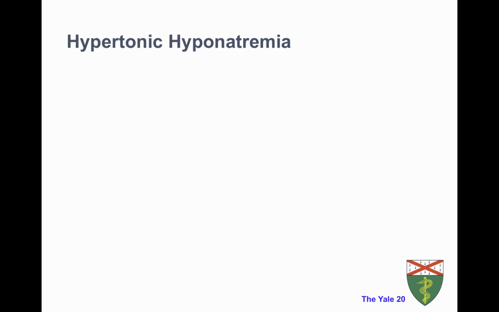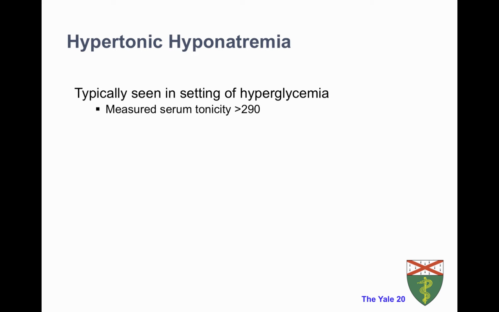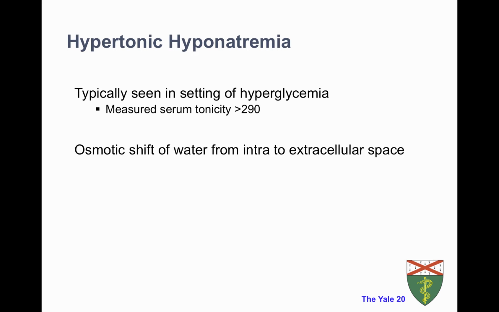Hypertonic hyponatremia is defined by a depressed serum sodium concentration in the setting of an elevated serum tonicity greater than 290 milliosmoles per liter. And by far the most common cause of this is hyperglycemia. Because glucose is an osmotically active substance, when the serum glucose concentration is elevated, it pulls water out of cells into the extracellular compartment, thus depressing the serum sodium concentration. Notably, this is not what is meant by pseudohyponatremia, which is a different entity entirely that we'll touch on in a minute.